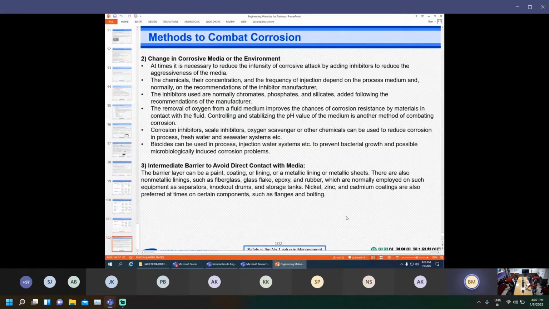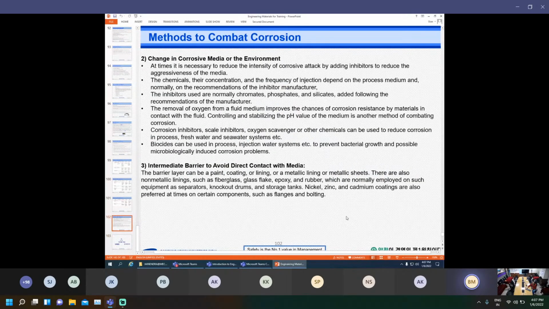I'll explain about changing the corrosive medium by adding some chemicals like corrosion inhibitors, scale inhibitors, oxygen scavengers, and other chemicals. Then the intermediate barrier: you are doing a coating or painting on your car, on your bike, on your home. Why is it so? To give a barrier layer against corrosion attack on the parent material. So remember, corrosion is very important.